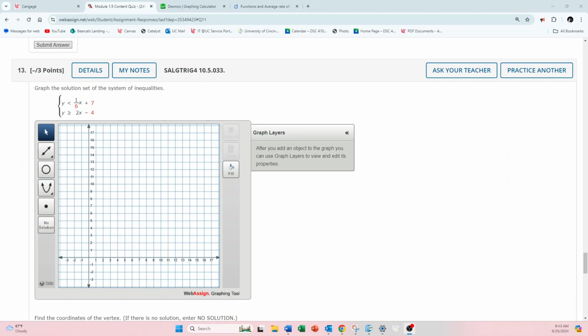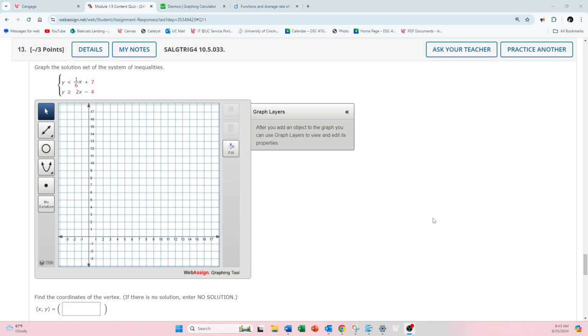Hi everyone. There were some questions that came in about how to graph the problems towards the end of the module 1.5 homework or content quiz. So I just wanted to do a demonstration. I decided to choose problem 13 to demonstrate how to correctly graph this. So I'm just going to jump right in and show you how to do it.